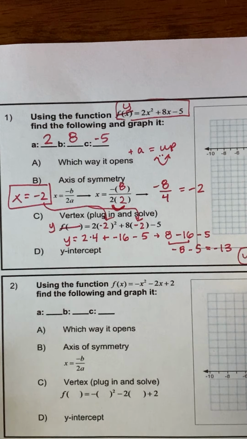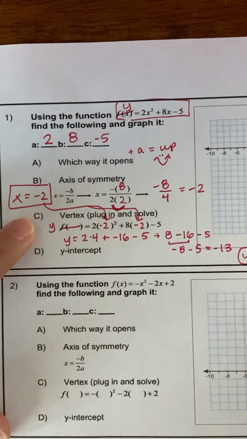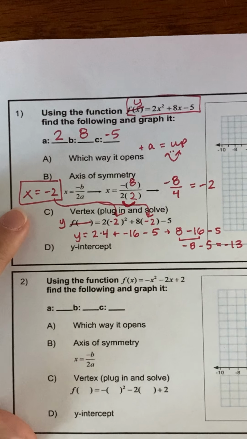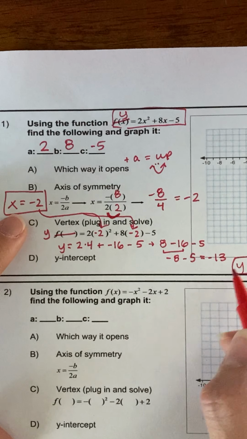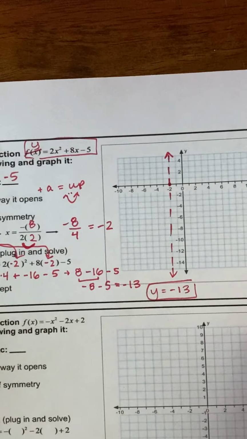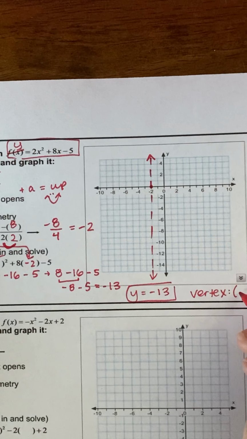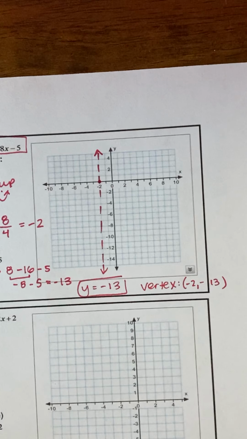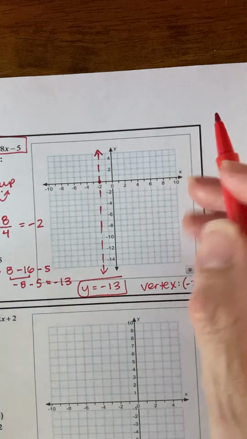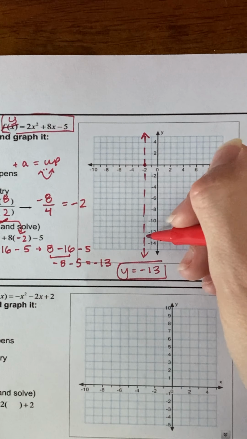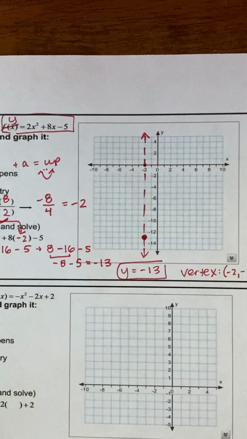So my vertex is the x value of the axis of symmetry and the y value. So my vertex is negative 2, negative 13. Okay, so now I'm going to graph that. So I go onto my axis of symmetry. So negative 2, then negative 13 is right here.